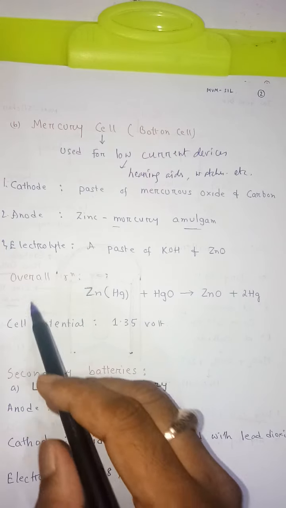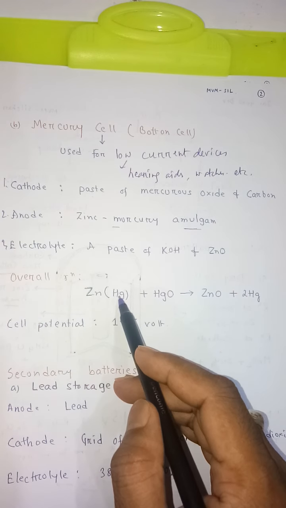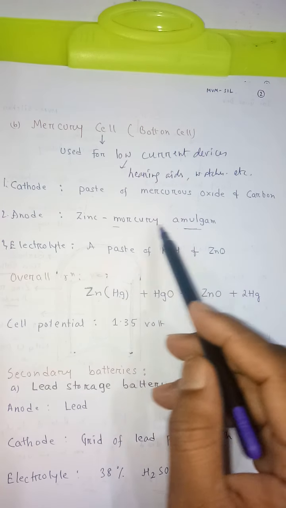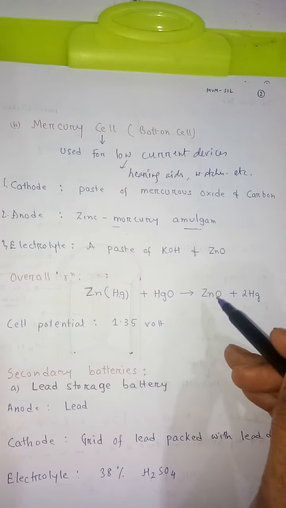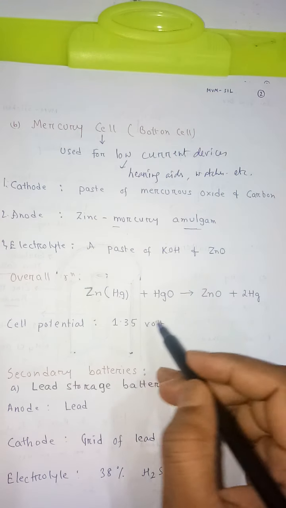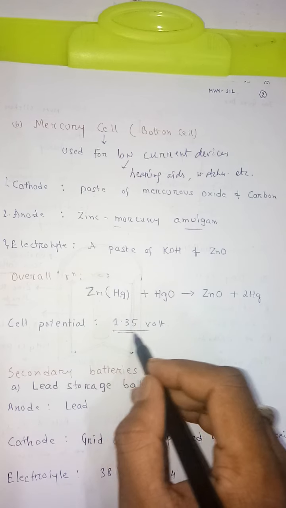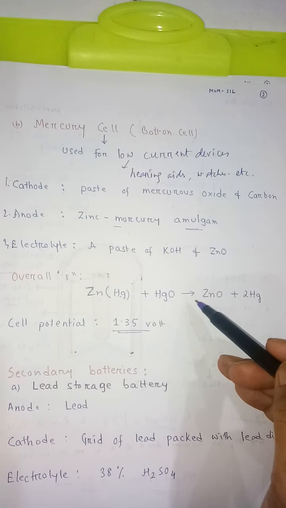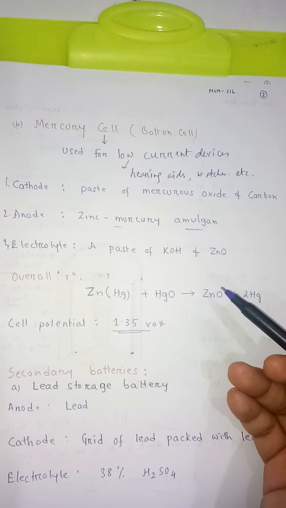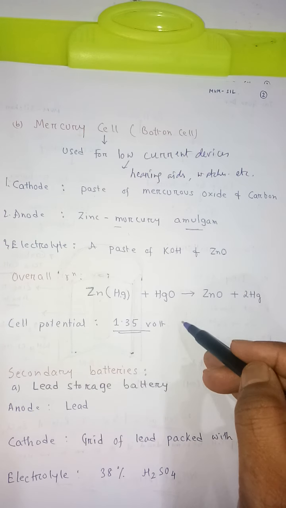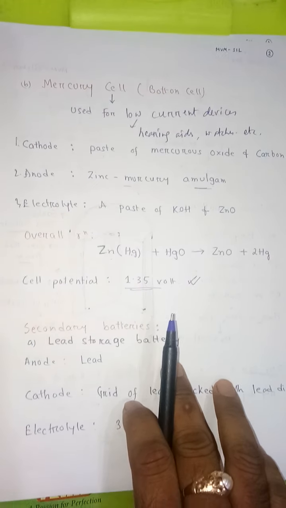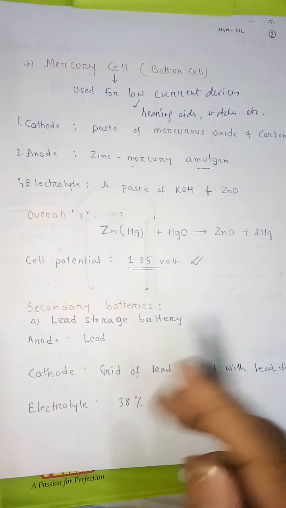So in this cell, the overall reaction is zinc mercury amalgam and mercuric oxide. The mercury oxide cathode and zinc mercury amalgam anode react to give zinc oxide and mercury. And the cell potential is 1.35 volt. Now if you go through the overall reaction, there are no ions involved. If ions are not involved, their concentration is not going to decrease or increase. That is why the cell potential remains 1.35 volt through its lifetime.